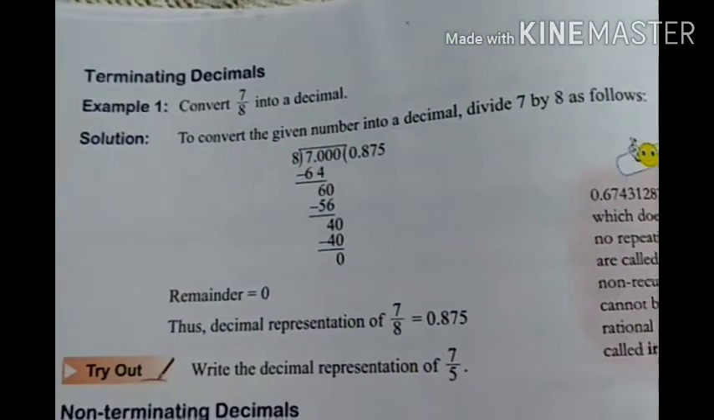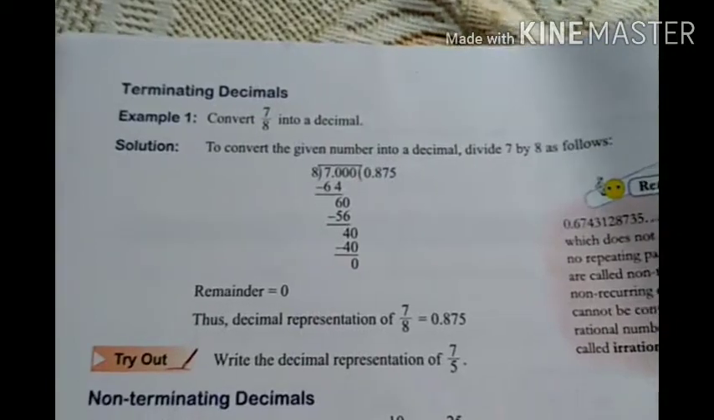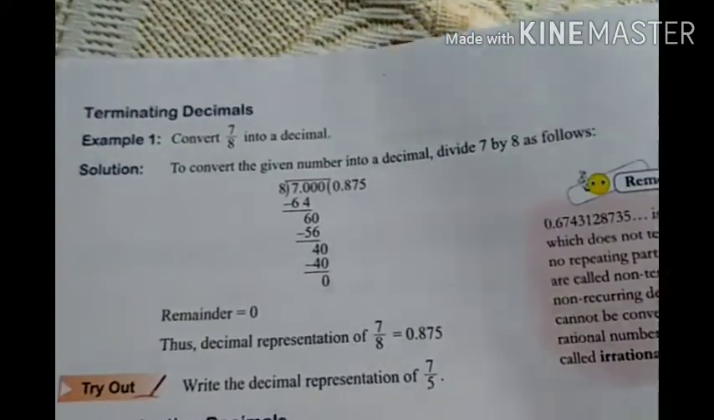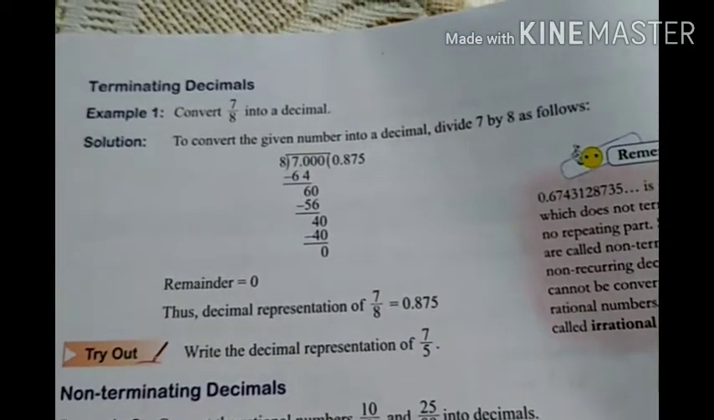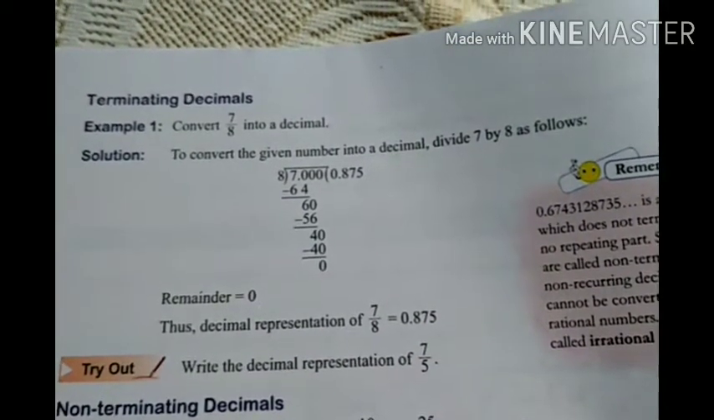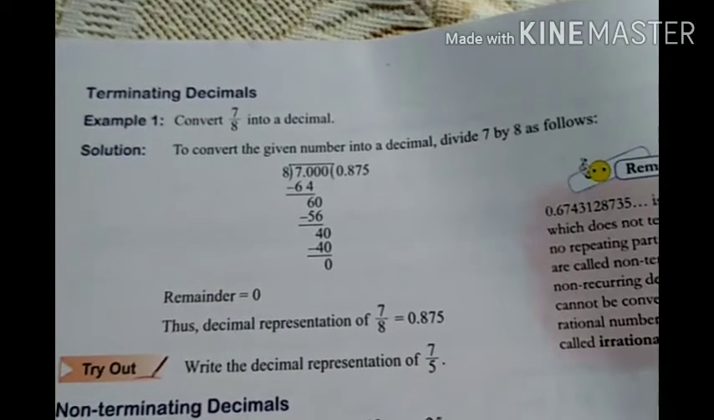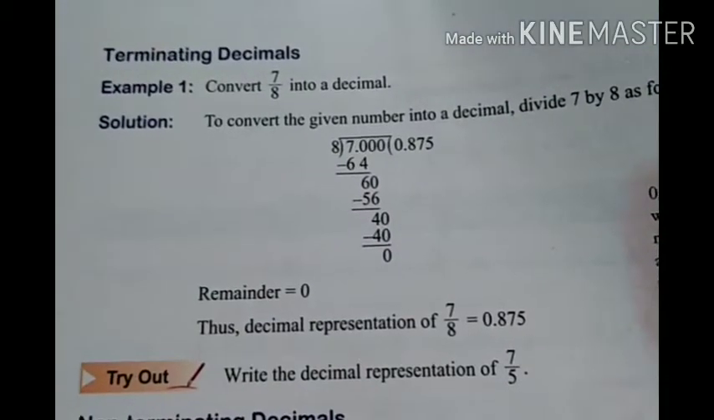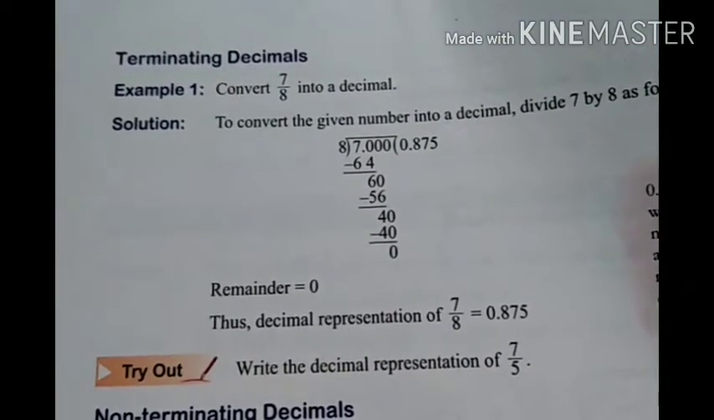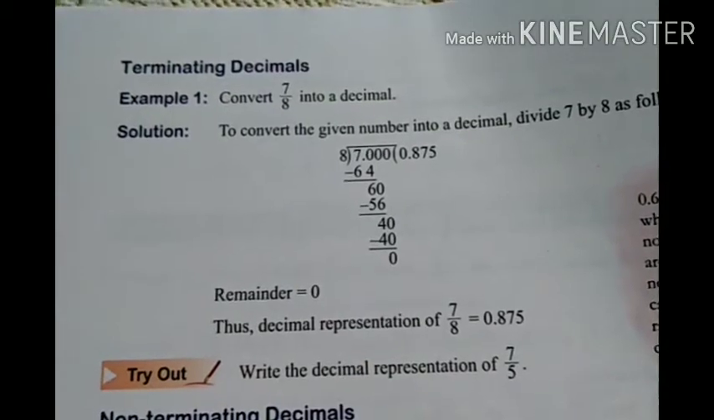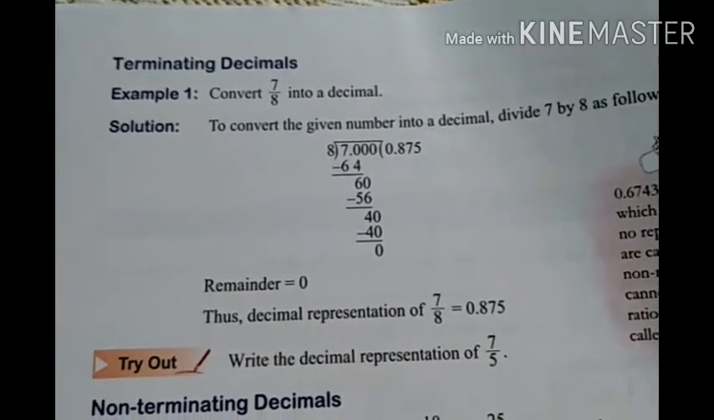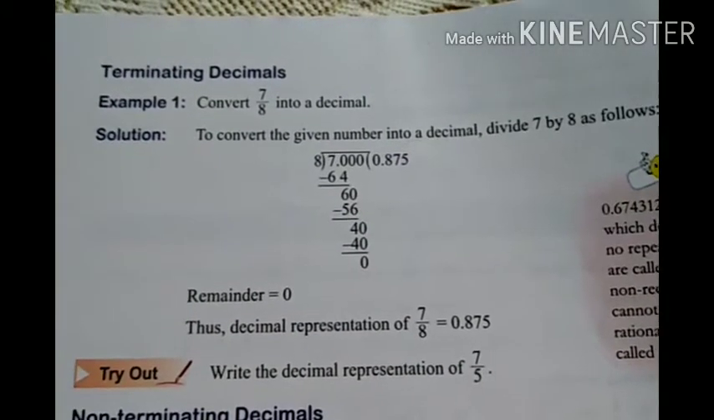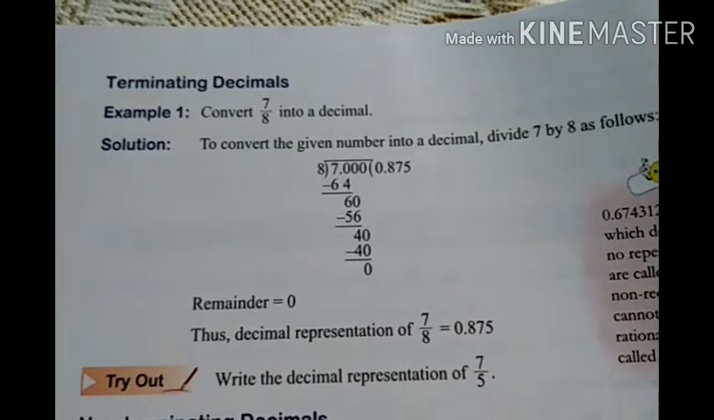Terminating decimals, let's take one of the examples. Convert 7 upon 8 into a decimal. First of all, this numerator 7 will be taken as dividend and 8 will be taken as divisor. We will divide numerator by denominator. After 7 we will put a point, and after the point we can place many zeros. Then to represent the given number as a decimal, divide 7 by 8.